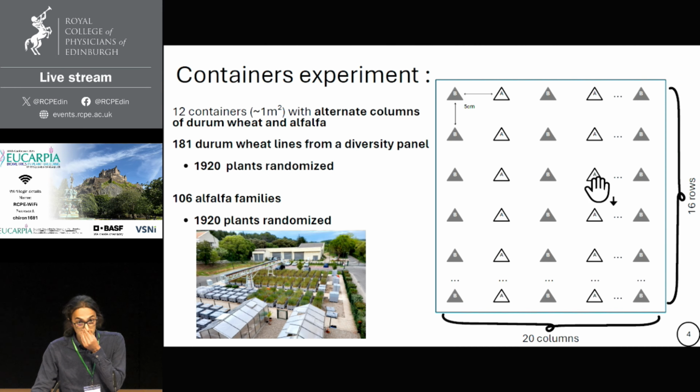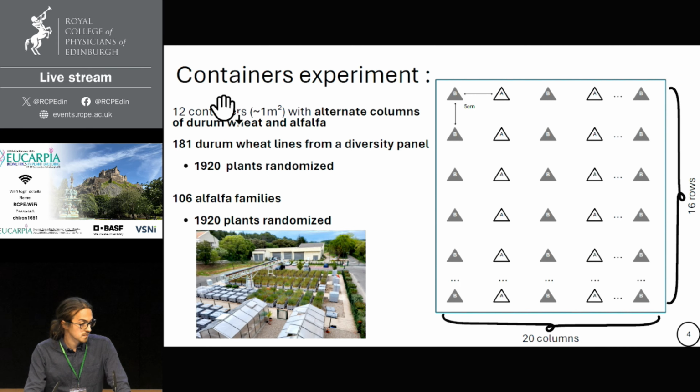So to estimate those effects, we conducted a container experiment. Here you have a picture of the design, and we have containers which are roughly 1 square meter of real soil with alternate columns of durum wheat and alfalfa. Here you have a design scheme to explain it. A and B are both species, and it can be reversed. And the distance between plants in row and column is the same, roughly 5 centimeters.